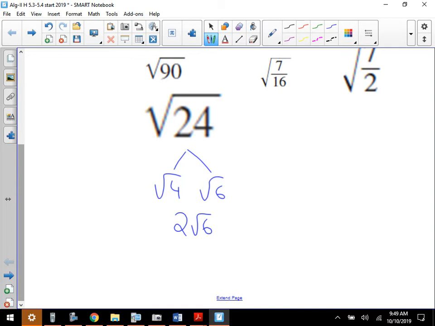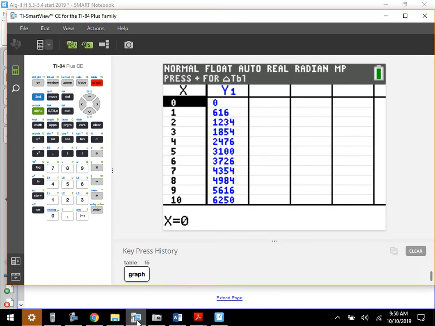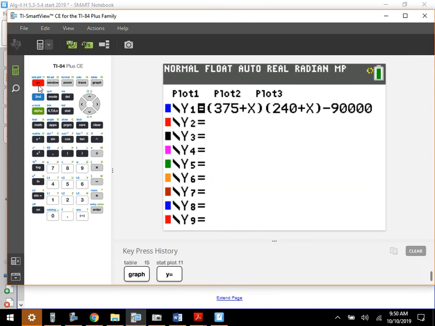Okay. Now, there is one way. You guys all know that on your calculator, it does not do the square root of 24 into a nice value, correct? Yeah. Okay. So there is a way for you to search for them, and I'll show you. If you go to your y equals, and we'll use 24 as our example. What I'd like you to do is type in 24 divided by x squared.